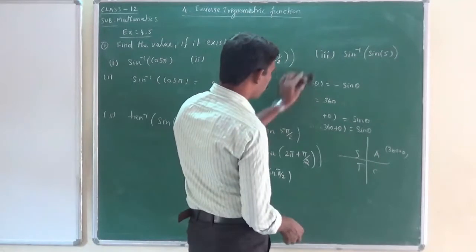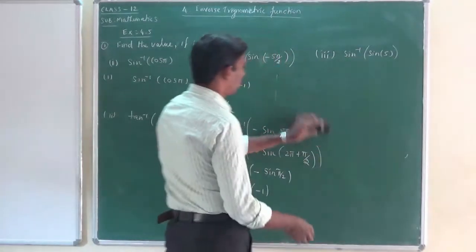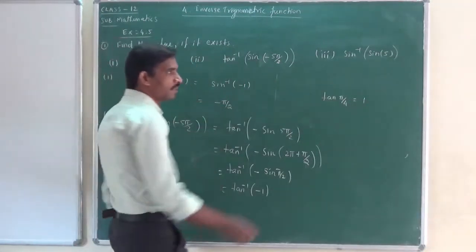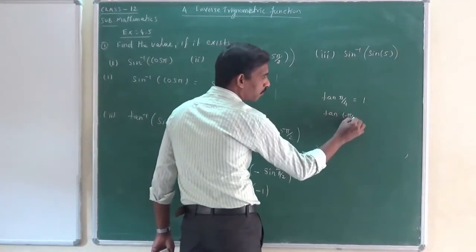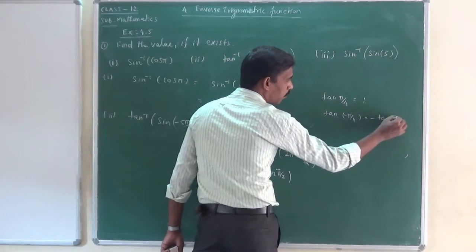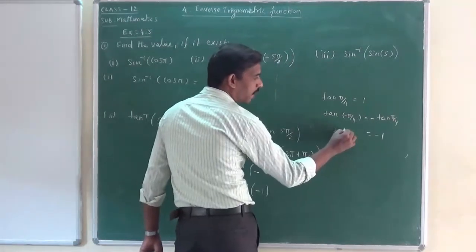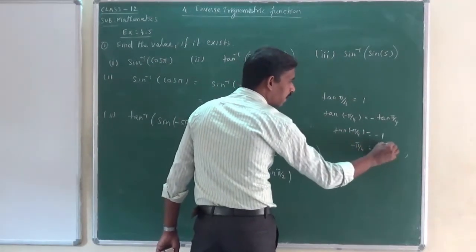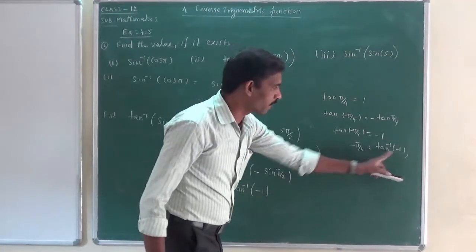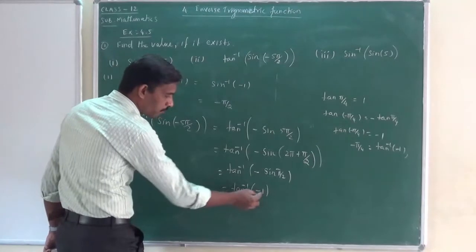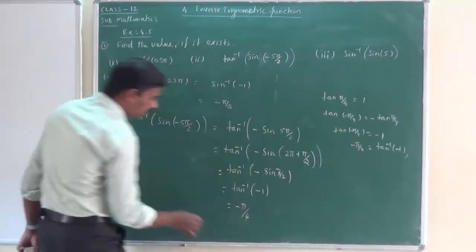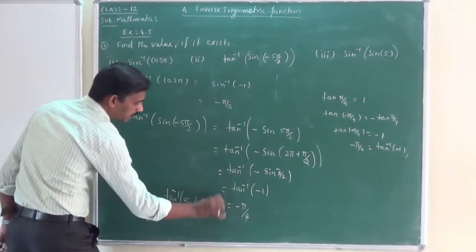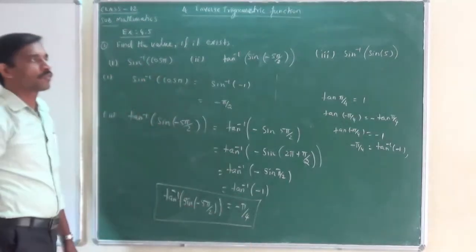Now you know that tan pi by 4 is equal to 1. The same way, tan of minus pi by 4 is equal to minus tan pi by 4, which is equal to minus 1. So this tan goes to the side, tan inverse of minus 1. Therefore tan inverse of minus 1 is nothing but minus pi by 4. So tan inverse of sine of minus pi by 2 is nothing but minus pi by 4.